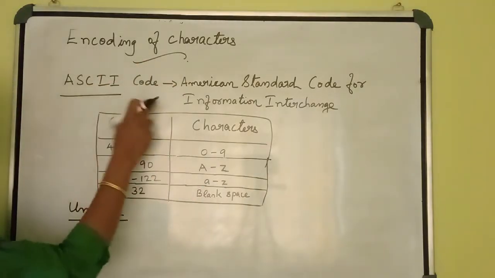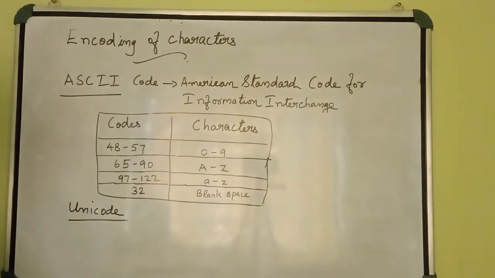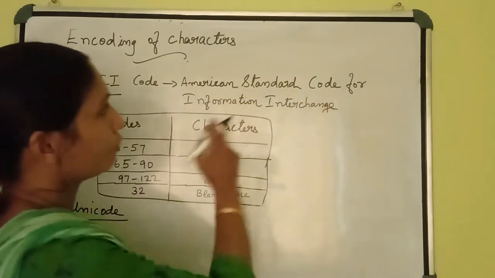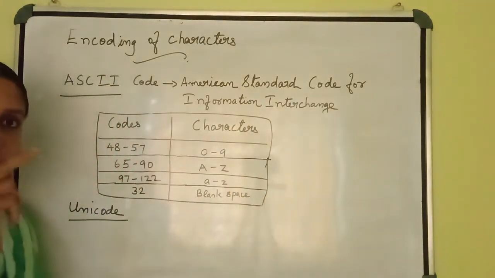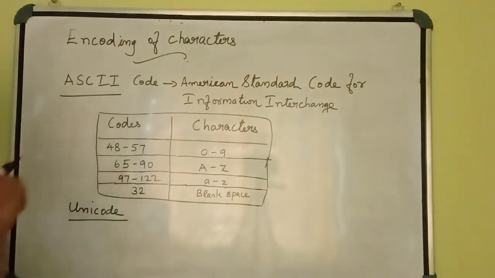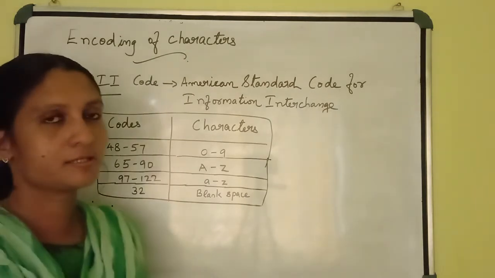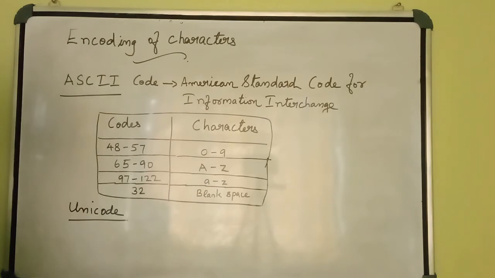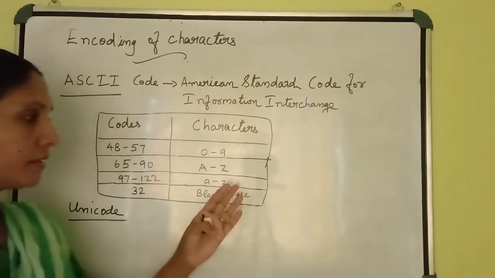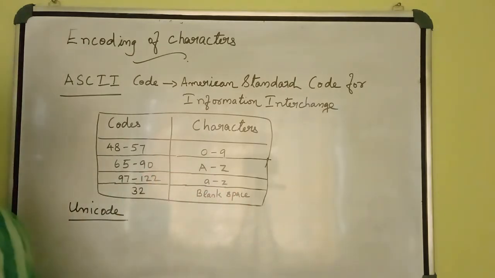What are they? The first one is ASCII code and the second one is Unicode. ASCII code, what is the full form of ASCII code? American Standard Code for Information Interchange. This is the full form of ASCII code value. That means in our system or in Java, for all the characters there are equivalent numeric values.